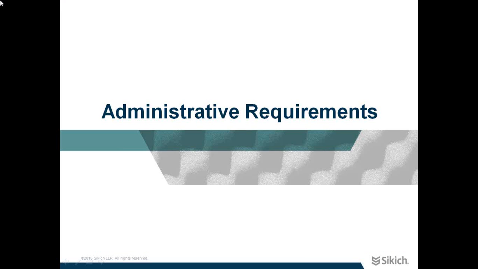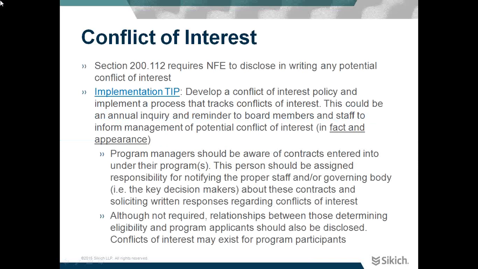Okay, now to get into the administrative requirements themselves, the first one we're going to talk about is conflict of interest. It's found in section 200.112, and it requires non-federal entities to disclose potential conflicts of interest. Nothing really new, as there have always been provisions like this, but there's been a much greater emphasis on them in this new uniform guidance than probably ever before in the other circulars.